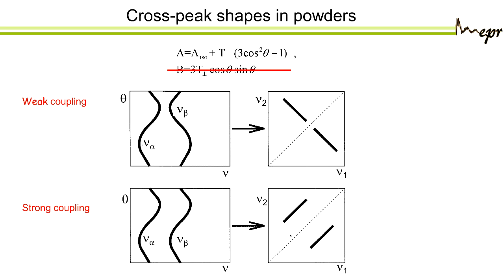So you know that we are often looking at the powder patterns, at frozen solutions, and if you remember, the hyperfine coupling is given by the isotropic part, A-iso, and then it has an anisotropic part with the angular dependence of 3 cosine squared theta minus 1. And then there is this B term that complicates things a bit, but let's forget it for a minute. Let's suppose we work at a high field.